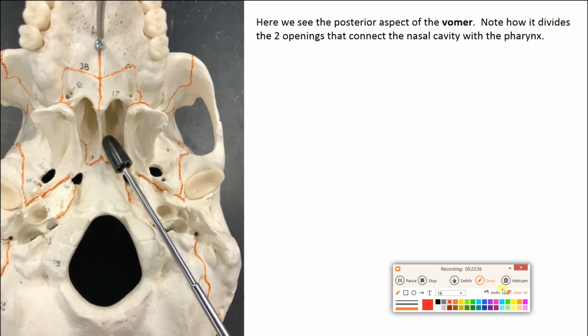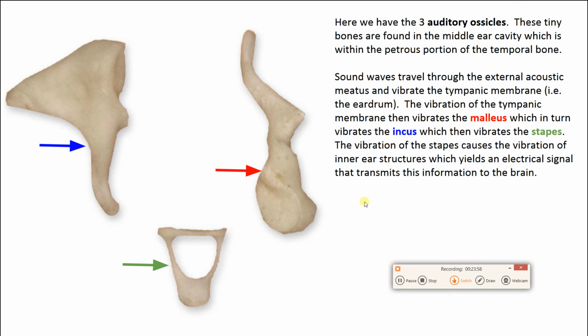All right. So we are so close to being done. We've got to do four weird bones now. And these aren't really weird, these guys are just tiny. These are the three auditory ossicles. These are the bones that are in your middle ear cavity. They're actually in the petrous part of your temporal bone.